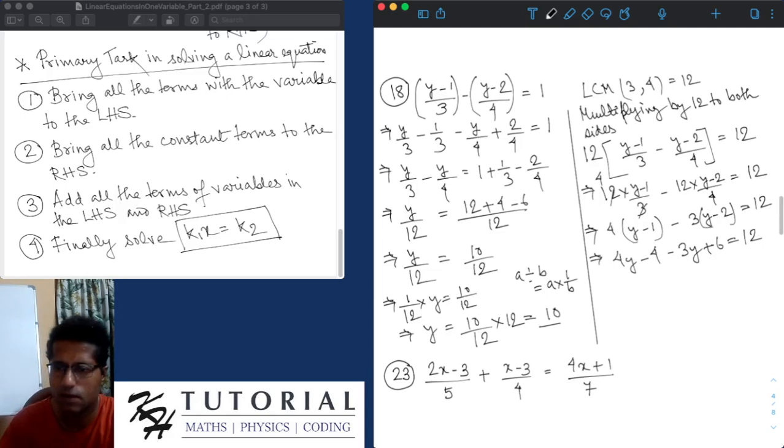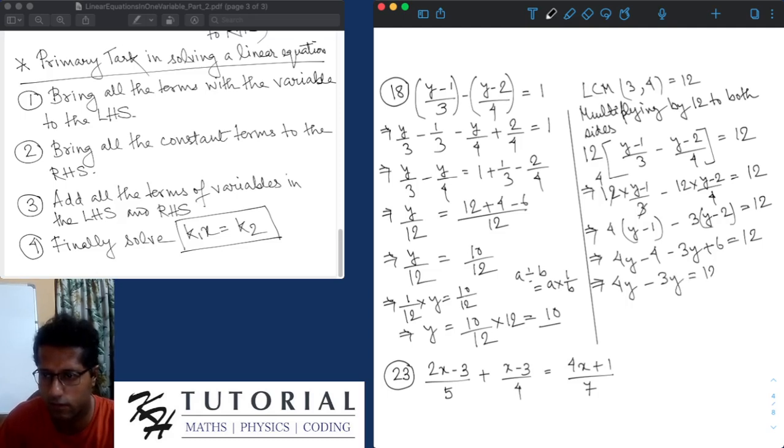So now we will gather all the variable terms to the left hand side and all the constant terms to the right hand side. This makes the equation 4y minus 3y equals 12 plus 4 minus 6. If we add up the variable terms in the LHS and the constant terms in the RHS, this becomes y equals 12 plus 4 is 16, minus 6 is 10. So the solution is 10. Okay.